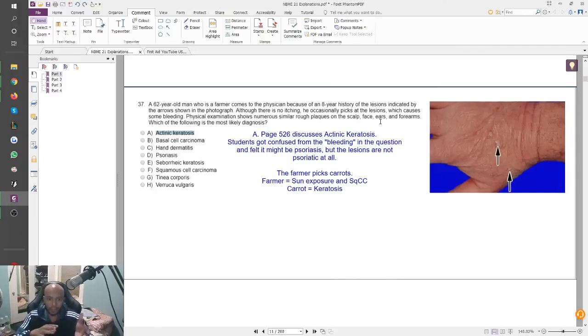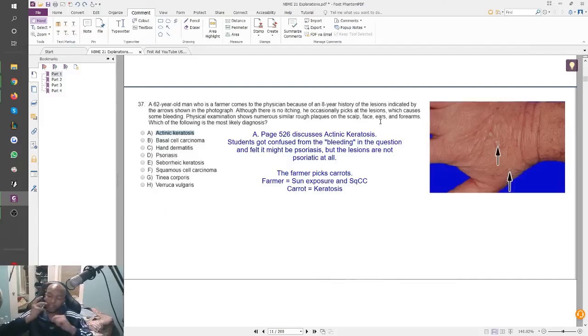It wasn't hand dermatitis. Dermatitis is almost like an allergic reaction, if anything, but dermatitis is going to be in result to something causing dermatitis. And all they told you here was that he's in the sun and that he's a farmer. Seborrheic keratosis is a whole different thing. Psoriasis, you should know exactly what it looks like. It doesn't cause lesions like this.